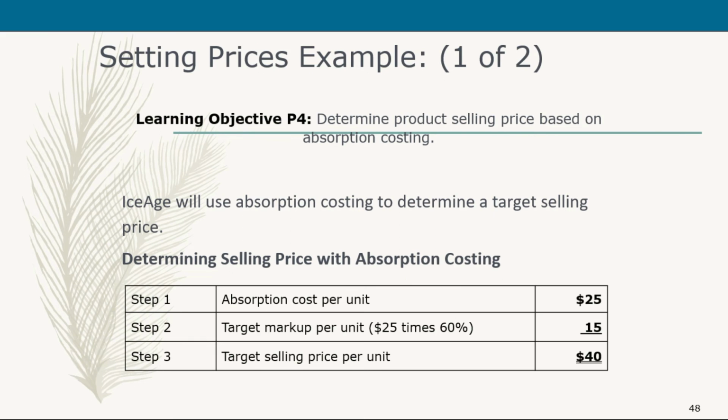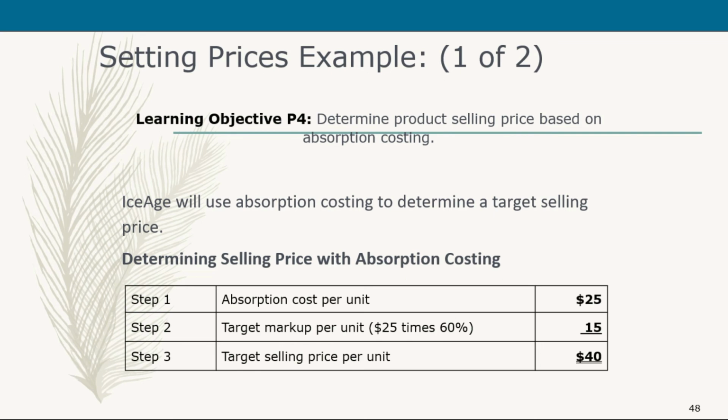And then step 2, we have to compute the target markup per unit. In here, it is stated that we need to compute your markup by multiplying 60% by your absorption cost of $25, giving us a target markup of $15. And then we add the target markup to the absorption cost per unit.